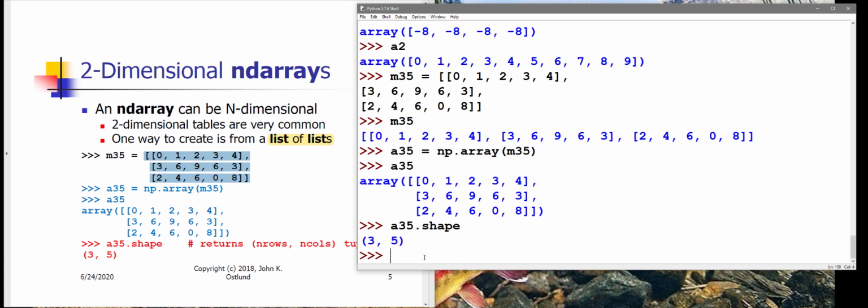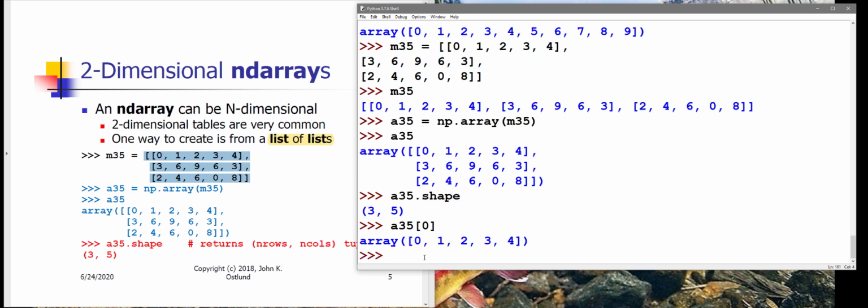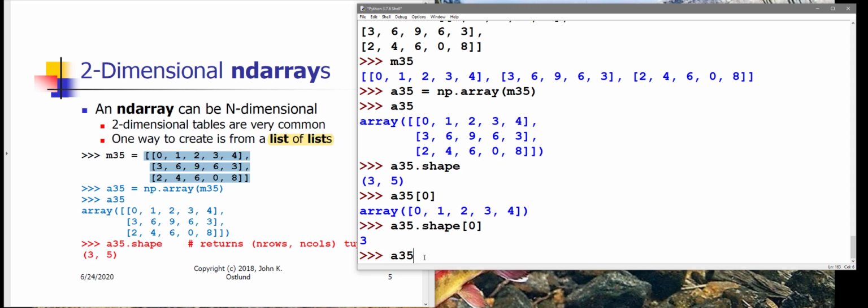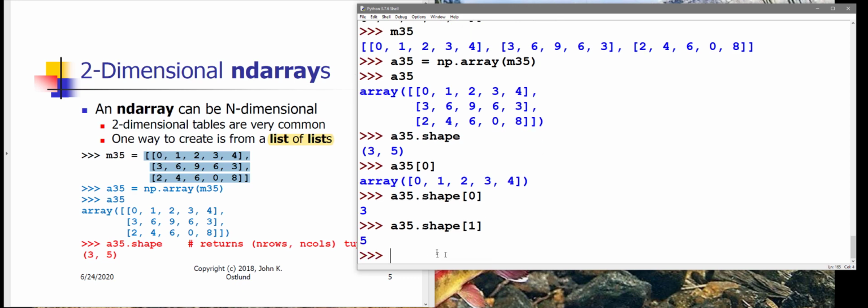Notice the parentheses indicating that this is a tuple, telling you how many rows and how many columns there are within A35. And because that's a tuple, I can say A35.shape sub 0 to get the number of rows, and A35.shape sub 1 to get the number of columns.